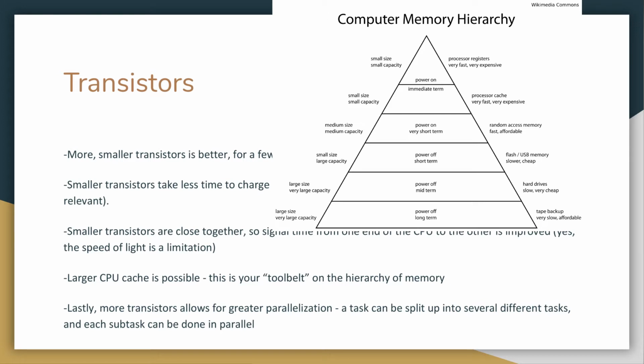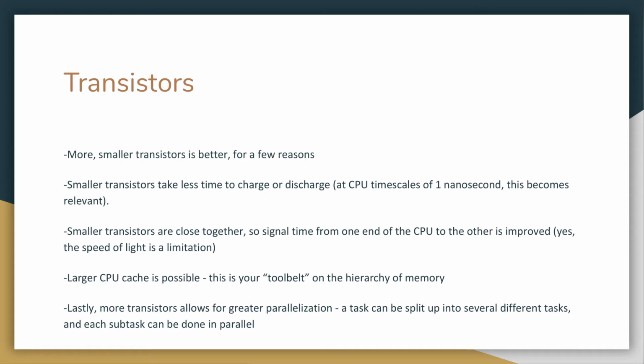So if you have a larger tool belt, which is a larger CPU cache, then you can work more quickly. You can store more things into that tool belt, and it's going to be easier to do calculations with that tool belt. And so if you have more transistors, you can get a larger CPU cache. And lastly, if you have more transistors, you can do more parallelization. So you can break up tasks into several smaller tasks, and you can do these subtasks in massive parallelization. This is essentially what a GPU does.